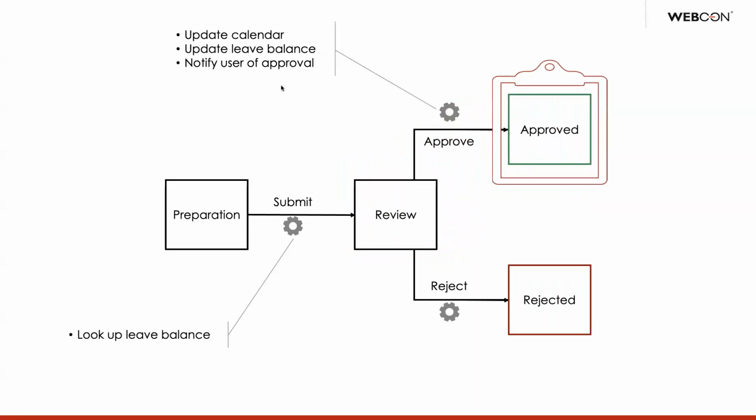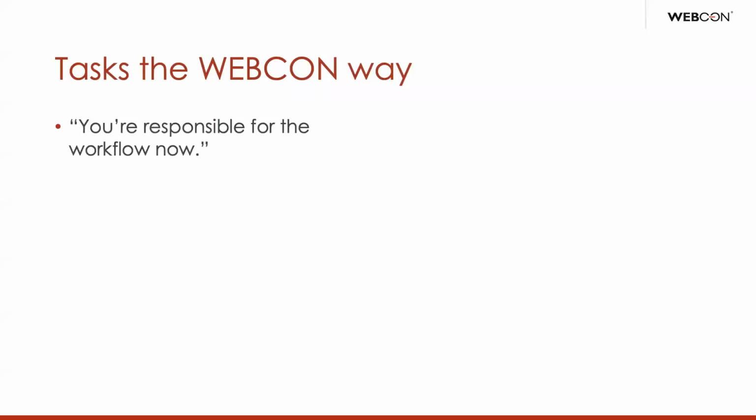When someone clicks approve, these things happen. We update calendars and leave balances and notify the user, and then we move the form into the approved state, and then you can open the form again and you'll see what it looks like when it's approved. In each step, we might be showing different fields, concealing different fields, making some read write, making some read only. It depends. Now, but this is basically the WEBCON way. There's one form.